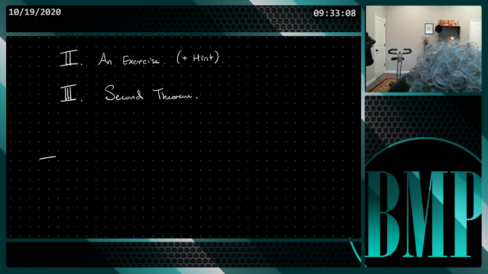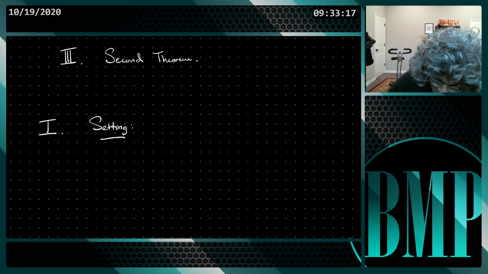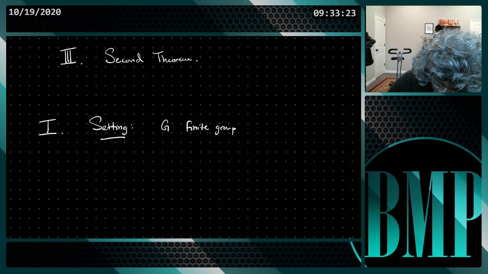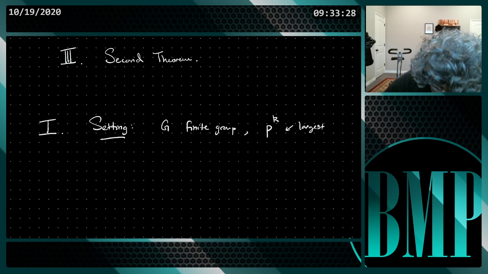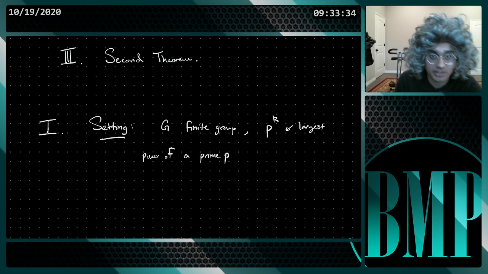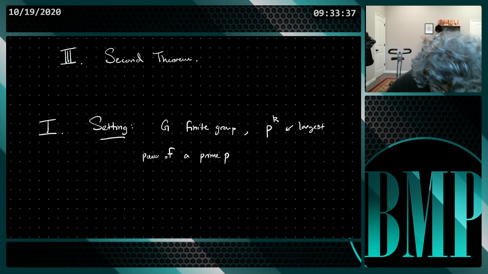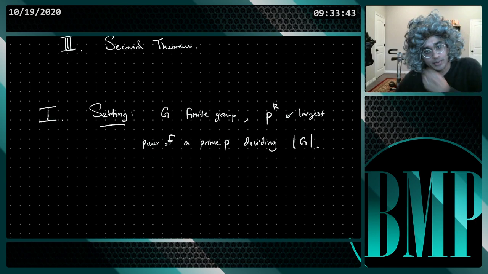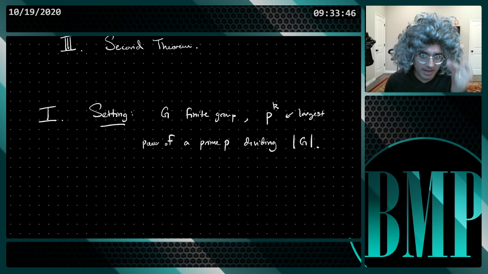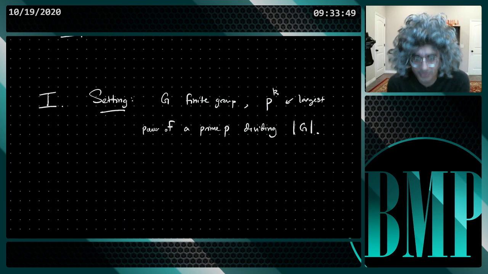So what's the first Sylow theorem? Let's look at the setting. The setting is G is a finite group, and p to some power is the largest power of a prime p that we're focusing on, dividing the order of G. All right, so let's say we are in this situation. We have picked a prime that occurs in the prime factorization of the order of G.